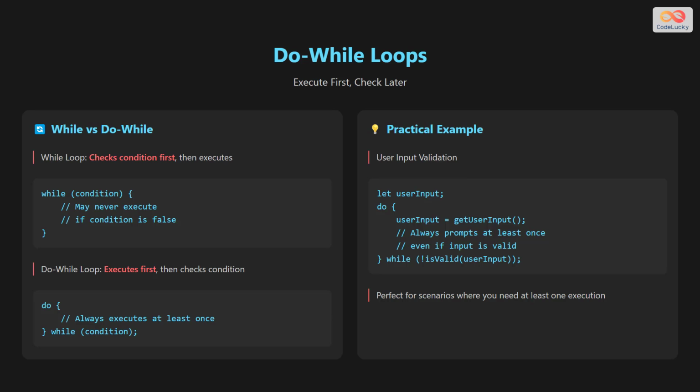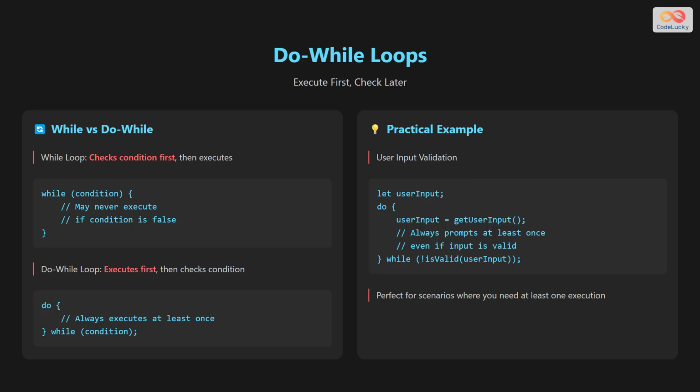In a while loop, the condition is checked first, and the code block may never execute if the condition is false from the start. The code would look like this: while (condition) { the code which may never execute }. In contrast, a do-while loop executes the code block first, and then checks the condition. Therefore, it always executes at least once.